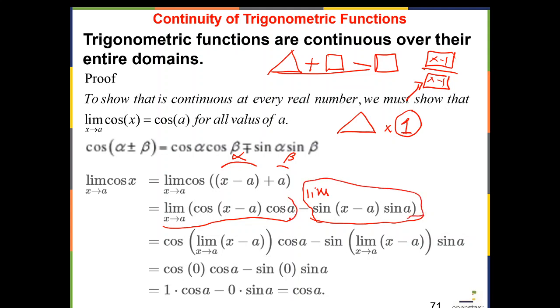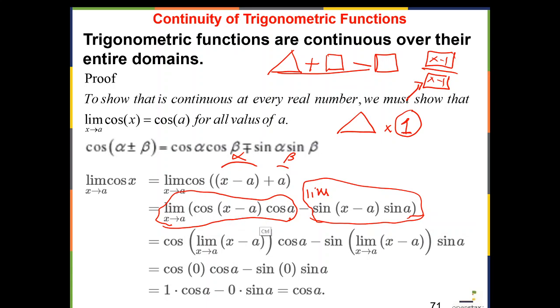And we're going to write these as two different limits, because the limit of a difference is the difference of two limits. And I'll write this as, we put the limit inside and take the cosine out, right? So we get cosine of the limit, right? And then over here, we can take the limit of sine, so we put the sine out, so we say sine of the limit of x minus a, and then times sine alpha, right?